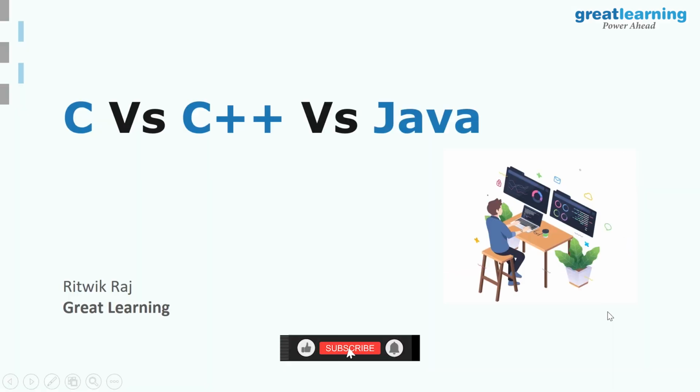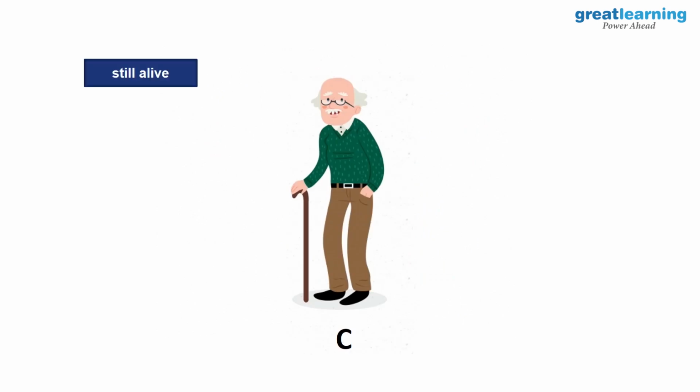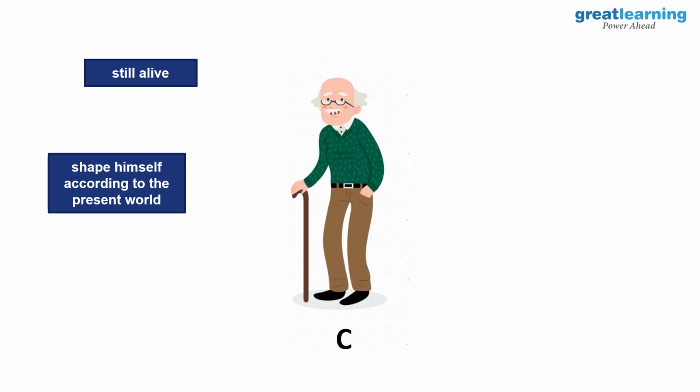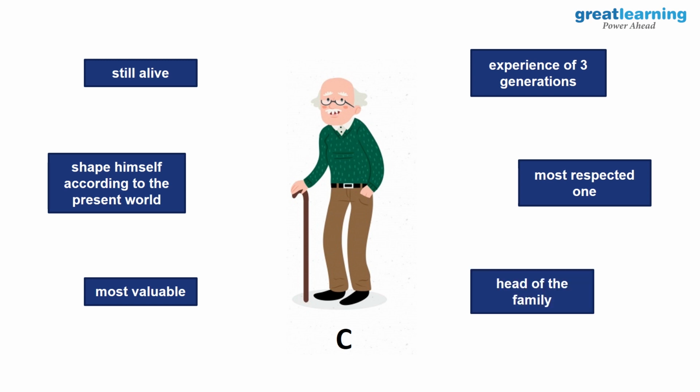Before starting with the conceptual differences between these three, let's understand it first in layman terms. C, C++, and Java have the same differences as there are between you, your father, and your grandfather. Let's compare grandfather with C, father with C++, and Java being you. The oldest one is your grandfather, who is still alive and trying to save himself according to the present world, but is still the most valuable with the knowledge and experience of 3 generations. He is the most respected one and known as the head of the family.